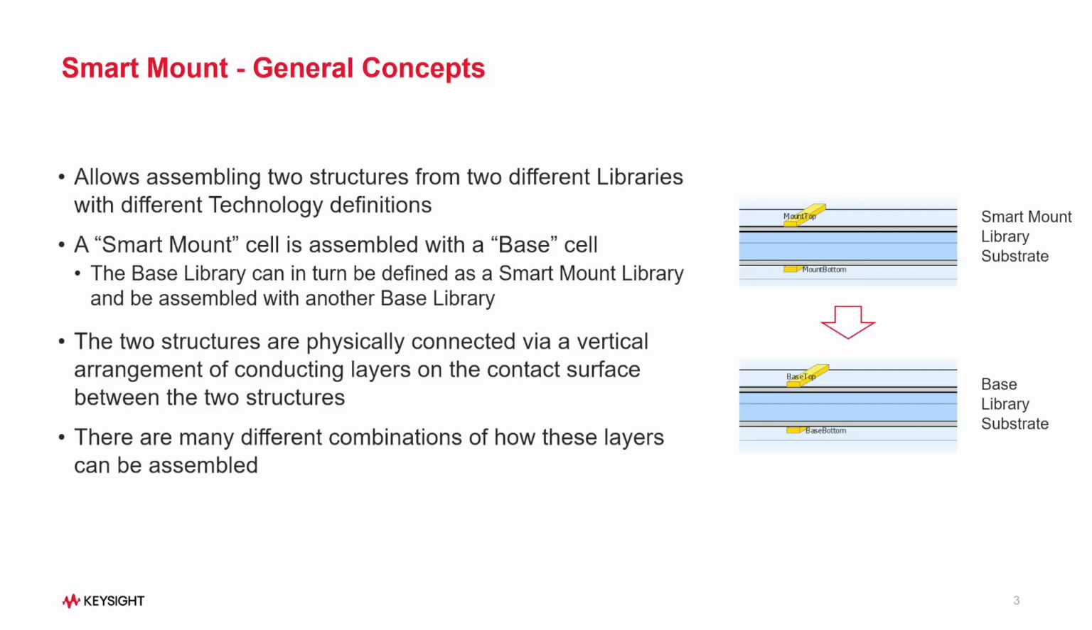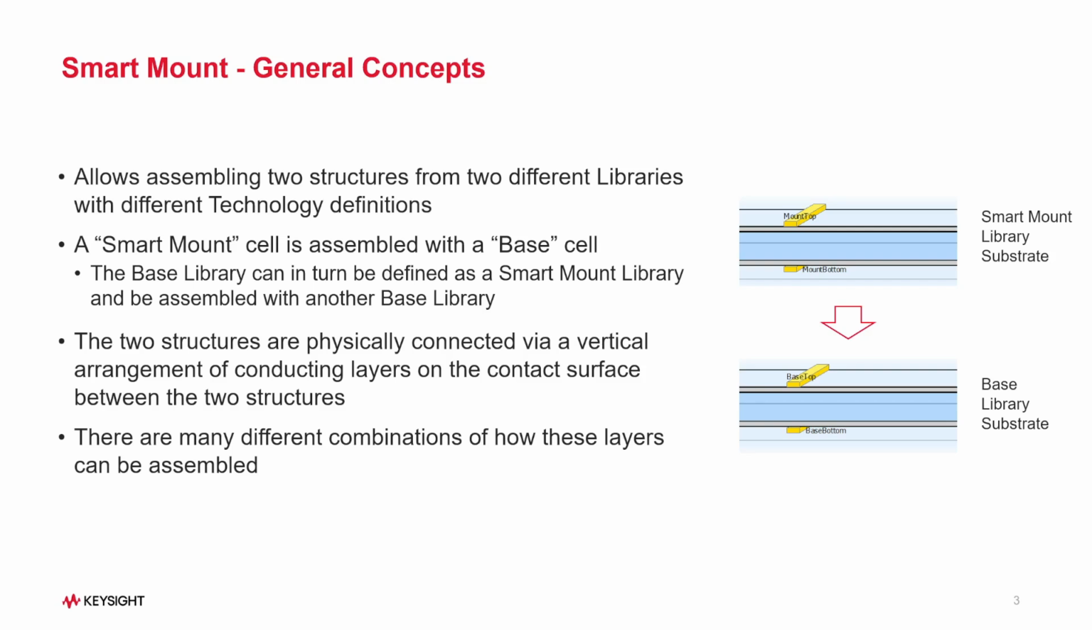So the main concept of Smart Mount is to be able to assemble two structures from two different libraries and with different technology definitions. So the Smart Mount cell is assembled with a base cell. And the way this works is the two libraries, or the content of two libraries, can be assembled together. But then once this assembly is defined, then it can also be assembled on another library, which then becomes the base library, and so on.